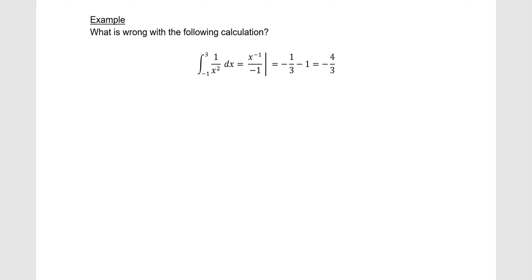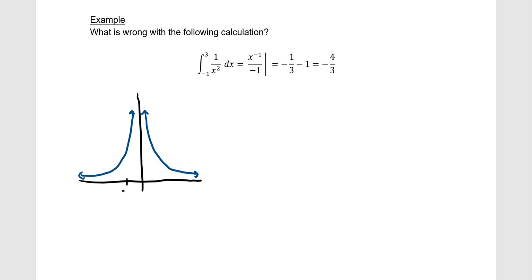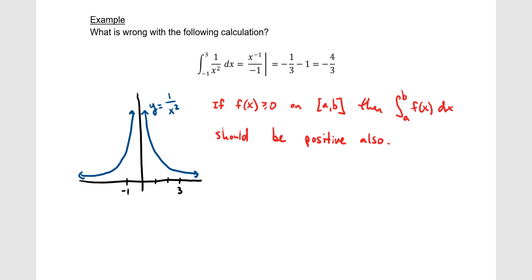There's kind of two things that tell us why this is wrong. First, let's think about the first thing, maybe the graph. 1 over x squared looks something like this. So if we're going from negative 1 to positive 3, we can clearly see that this function is positive, right? It's above the x-axis the whole time. And if the function's positive on the interval, then that means the integral of the function on that interval should also be positive, which we got a negative answer. So that's one issue. That's how we know that there's something wrong here.